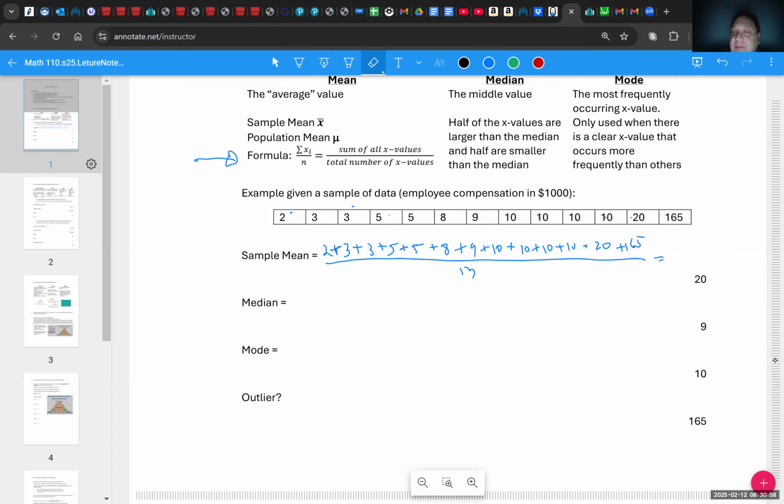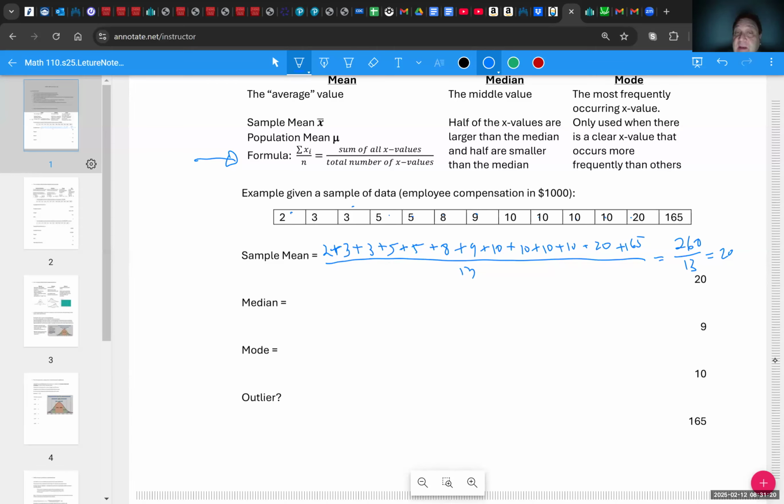So if you add this up, I do believe you get 260, and then divided by 13, which is equal to 20. So that's why our sample mean is 20, because we add up all the data points, divide by how many there were, and we get a total of 20.